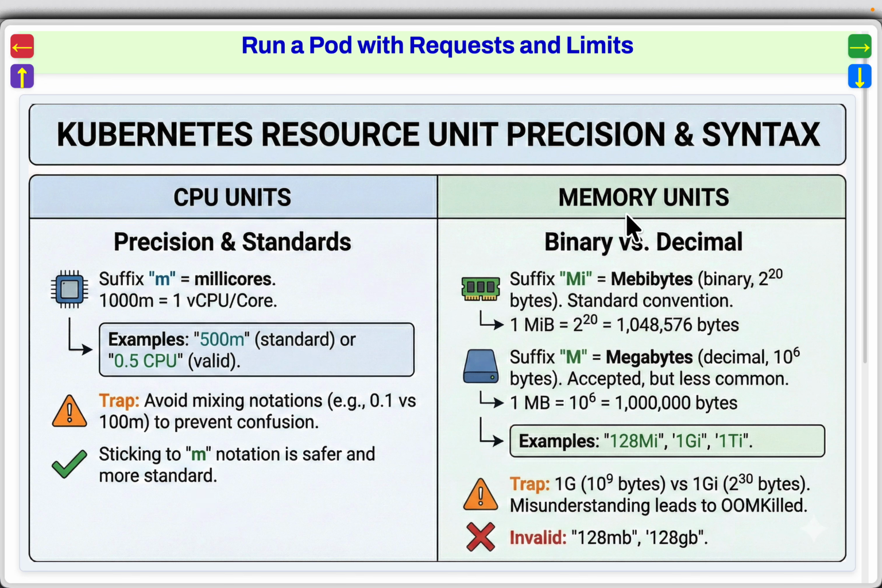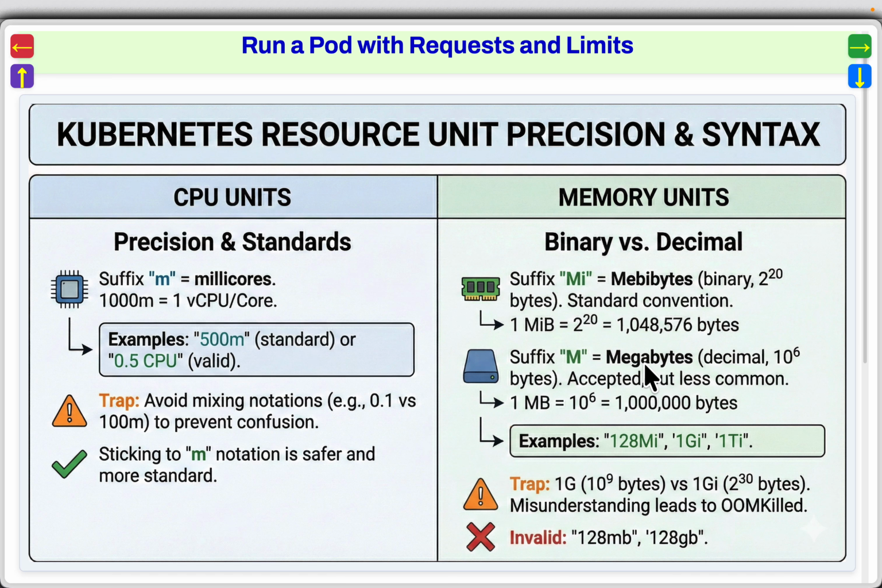Second is the memory units. So we have binary versus decimal. Usually we use the suffix Mi, which stands for mebibytes, which is binary base. So it is 2 power 20 bytes, which is a standard convention. So 1 Mi equals 2 power 20, which is 1,048,576 bytes.